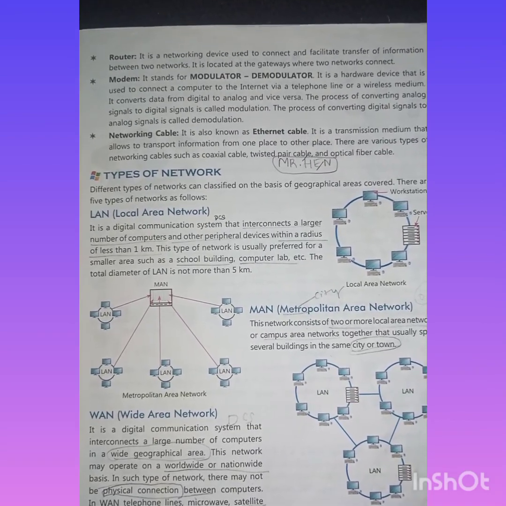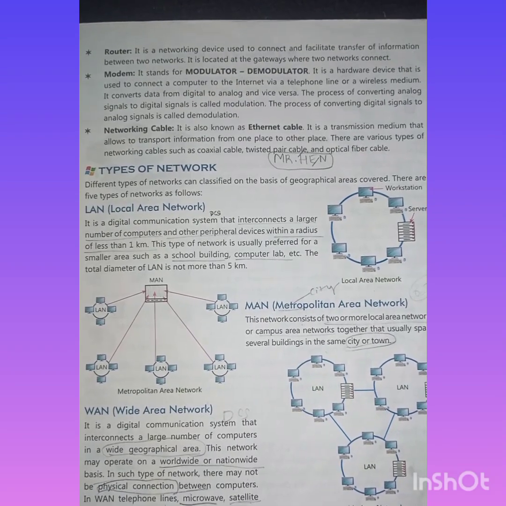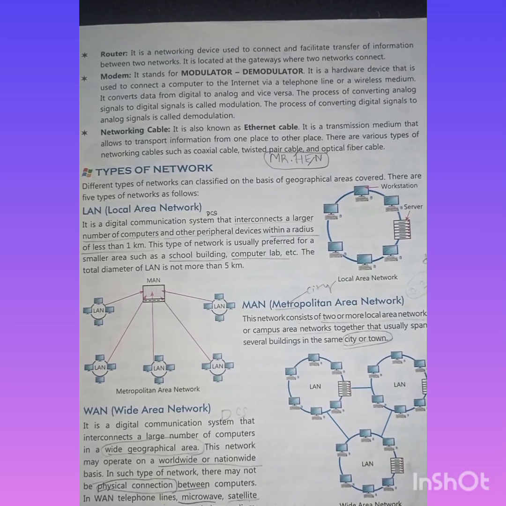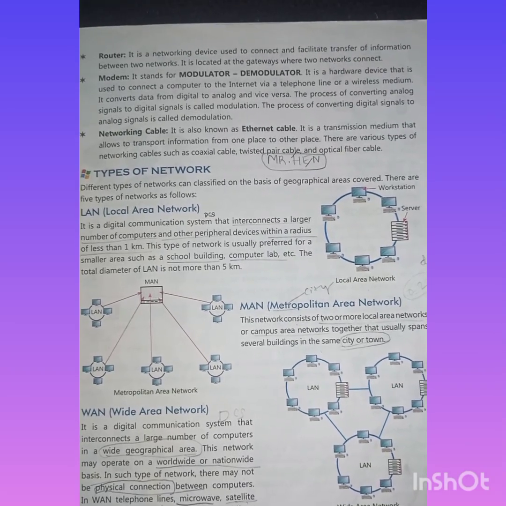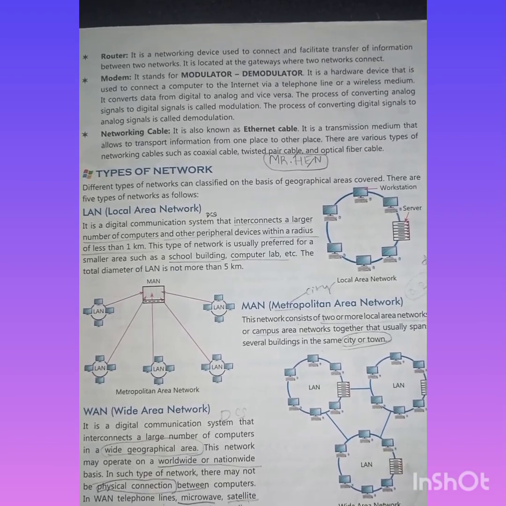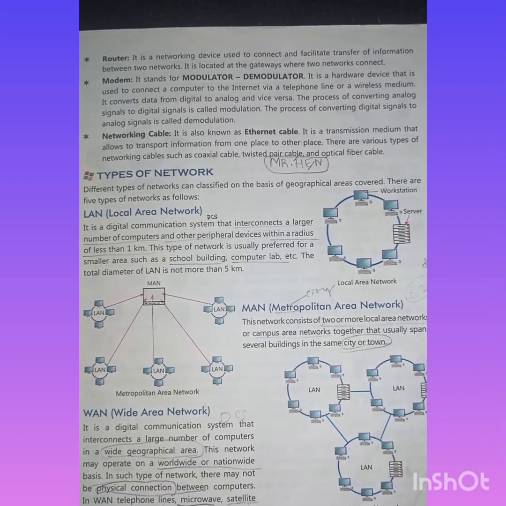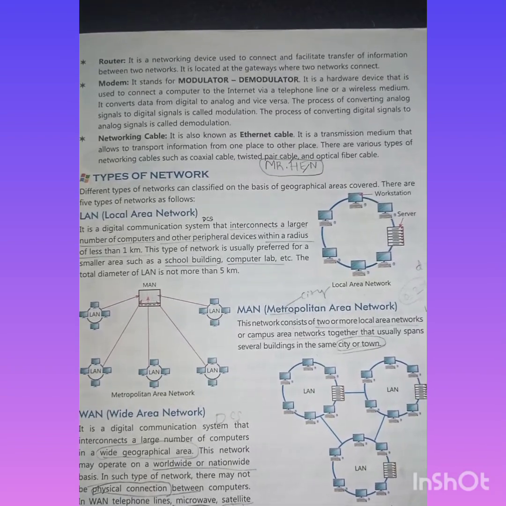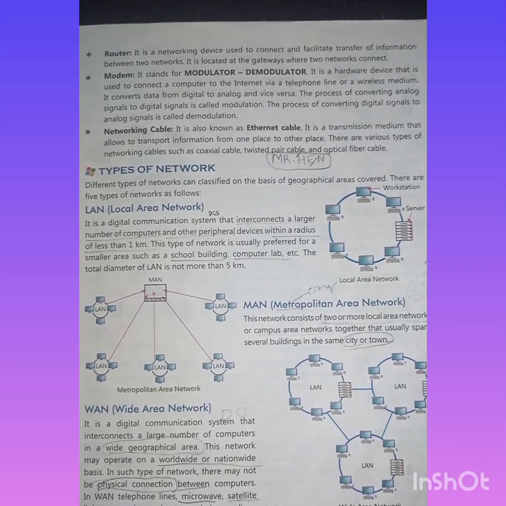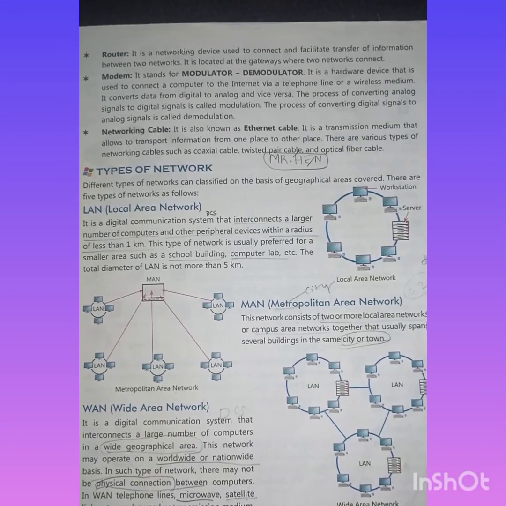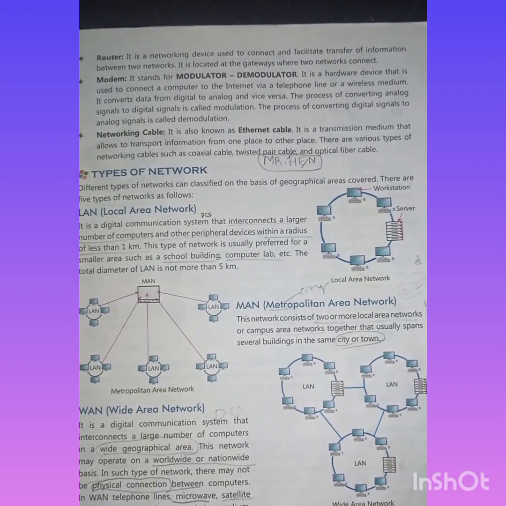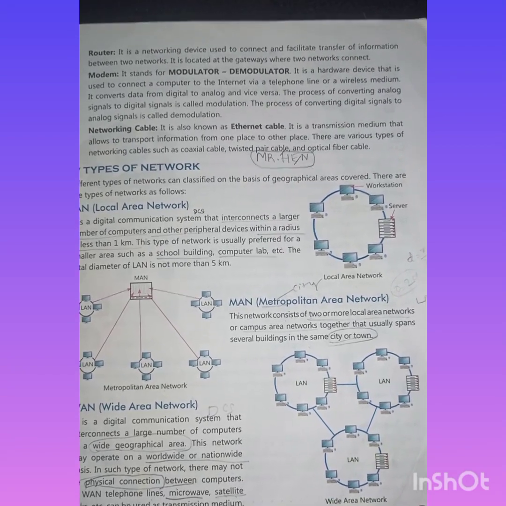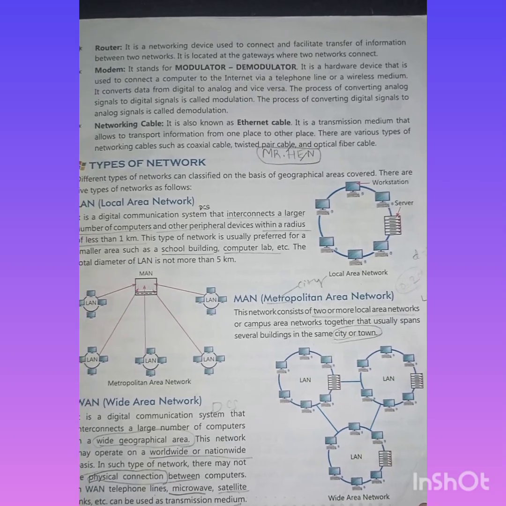Modem. As the name itself indicates, modem is a combination of modulator and demodulator. It is a hardware device used to connect a computer to the internet via a telephone line or wireless medium. It converts data from digital to analog and vice versa. The process of converting digital signals to analog signals is called modulation. The process of converting analog signals to digital signals is called demodulation. You can remember with a keyword, MAD: M for modulation, A for analog, D for digital. And demodulation is the conversion of analog to digital signals.